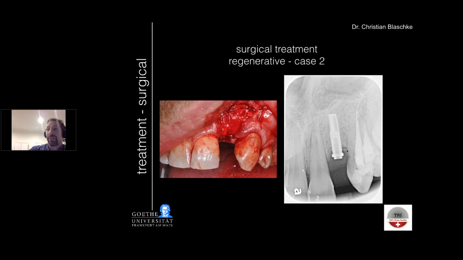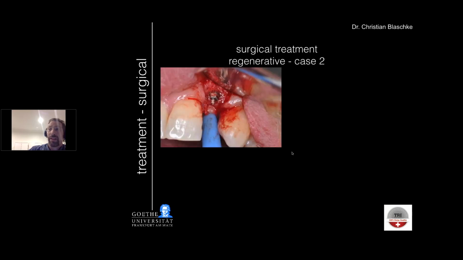That's the implant with the graft material at the time of grafting. And this is the implant at time of uncovery. So it was not expected to get bone up here because this is already the neck of the implant. So we get fairly high bone regenerated around the implant.